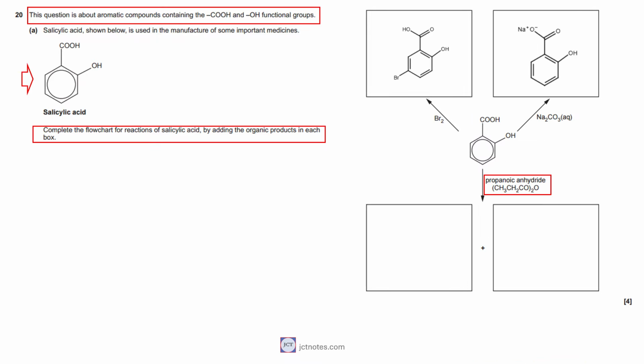The reaction with propanoic anhydride produces an ester and an acid. The ester is formed when the propionyl group from the anhydride attaches to the OH group of salicylic acid. The acid is propanoic acid, the other part of the anhydride molecule.